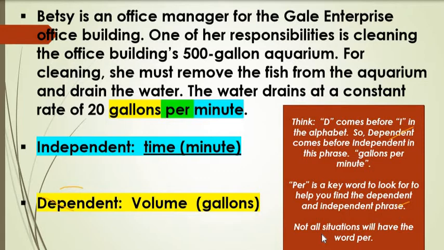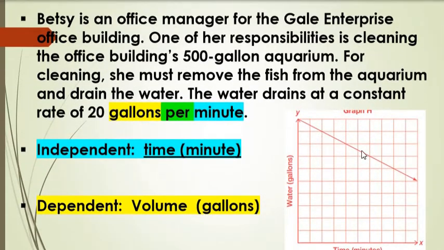Now, not all situations will have the word per, and sometimes each will be used instead of per. So when I look at this right here, the D comes before the I in the alphabet, so gallons comes before minute. And the independent, you're looking at time, the unit of measurement is minute. When you're looking at dependent, the volume, you're looking at the unit of measurement as gallons. So gallons per minute, or dependent per independent.